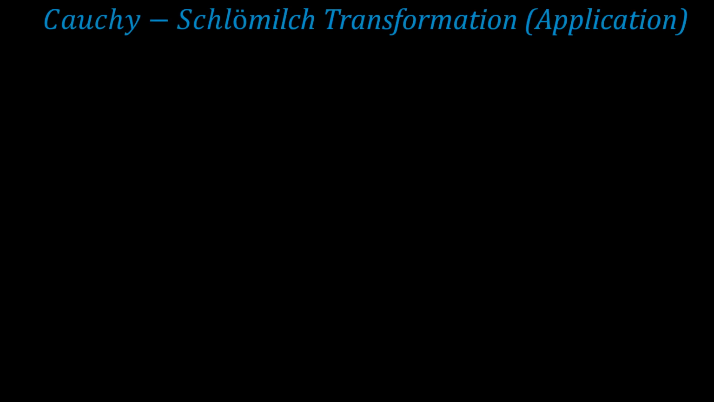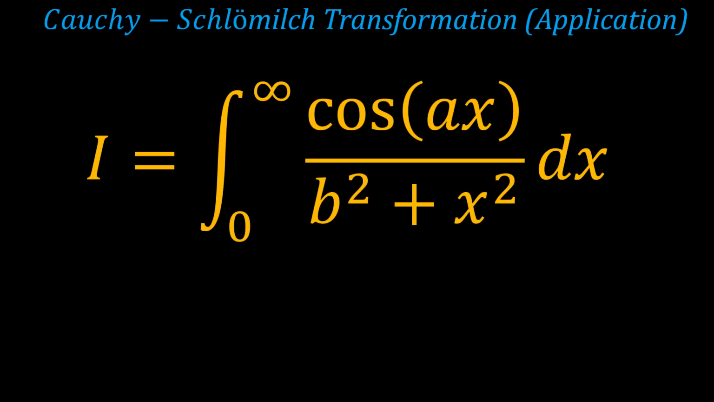So today we continue on the Cauchy-Schlomilch transformation, and the aspect we'll be focusing on is the application bit. The problem that will be of interest for us today is this integral, which we call I, equal to the definite integral from x equals 0 to infinity of cosine of ax over b squared plus x squared, where a and b are both greater than 0.